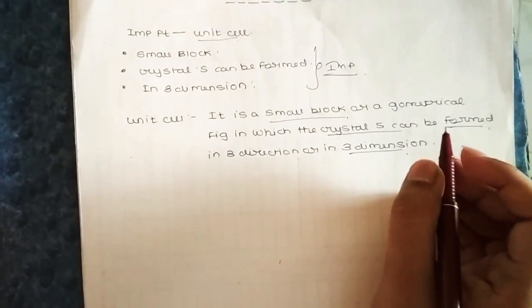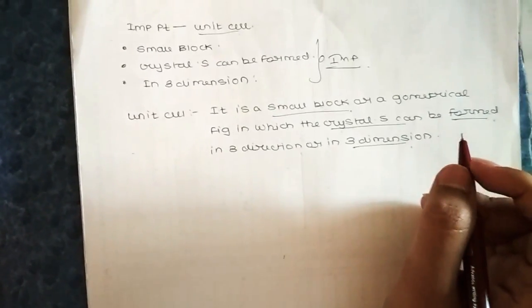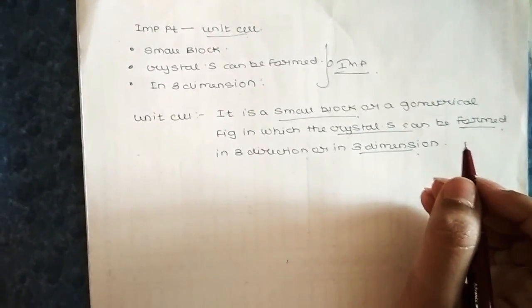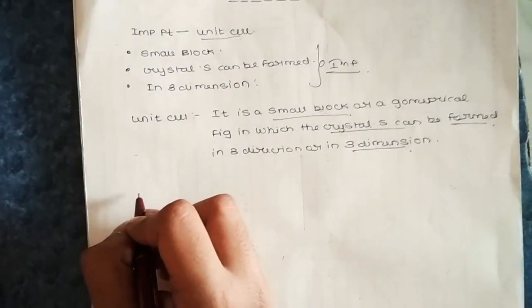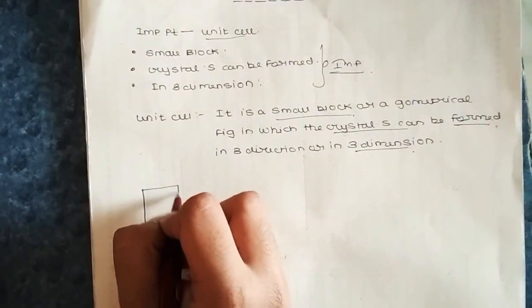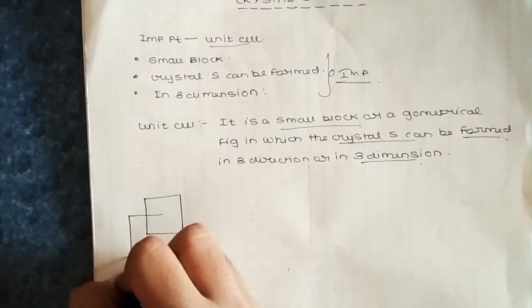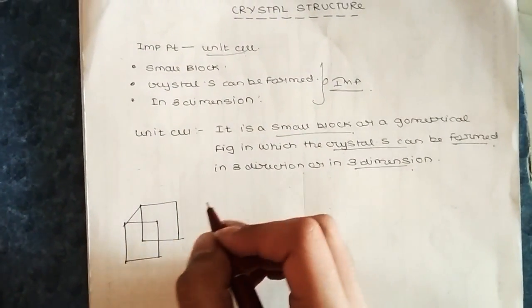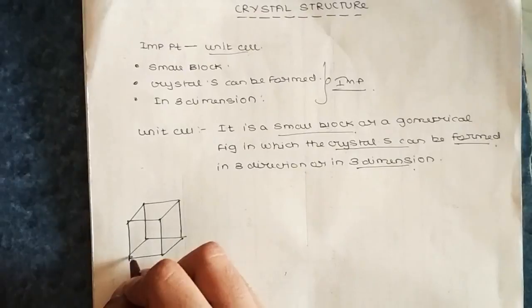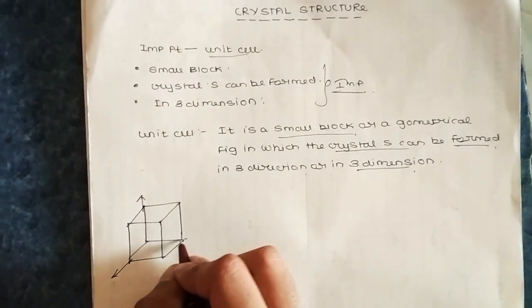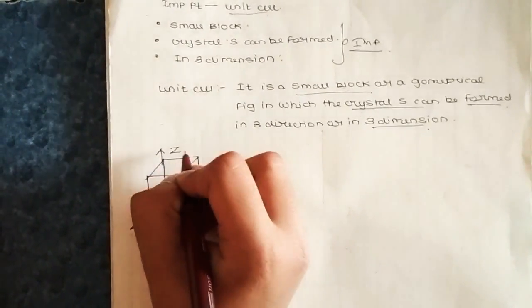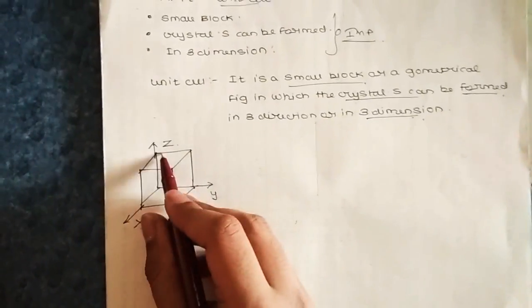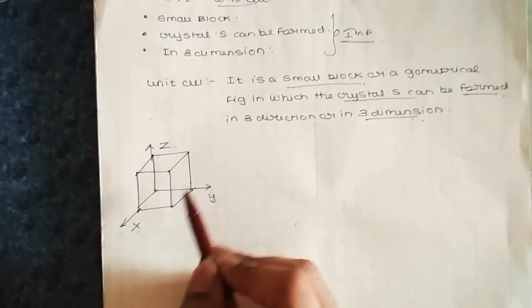So now, what is a unit cell and how can it be formed in three directions or three dimensions? As I said earlier, it is a small block or a geometrical figure or a cube. So we all are aware of how to draw a cube. Let us draw a cube first. We all are aware of the x, y and z directions. So here is the x direction, y direction and z direction. As I said, it is in three dimensions, so we have to assume it as x, y, z. And a unit cell is a small block, so here a small block is formed.